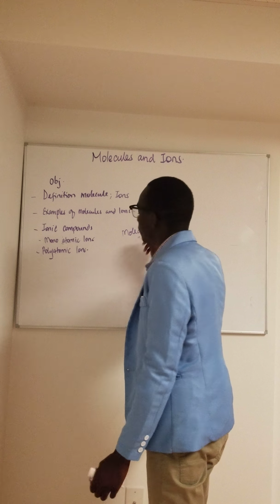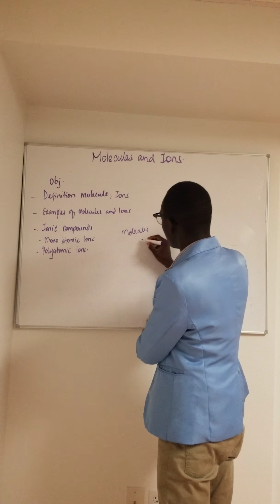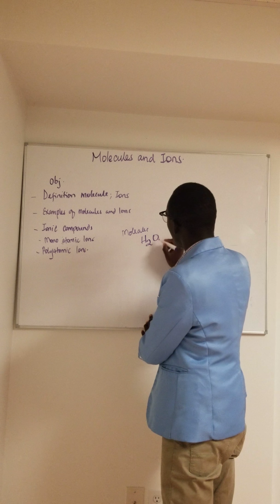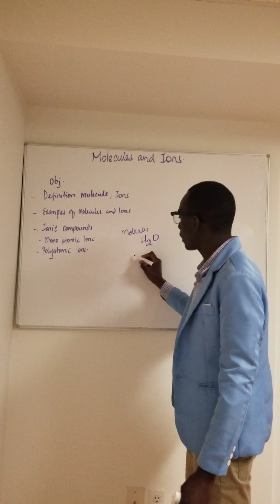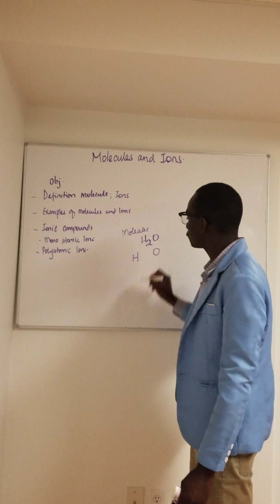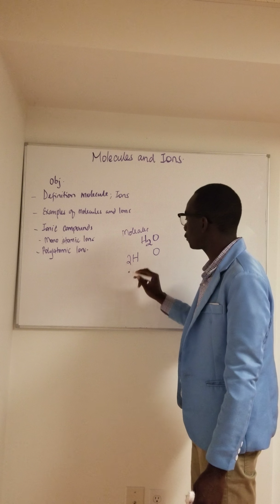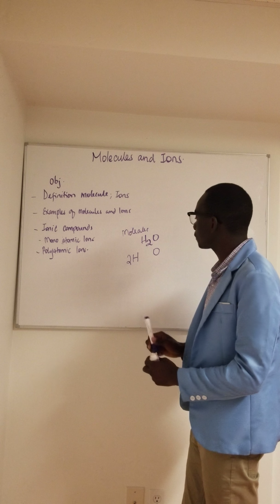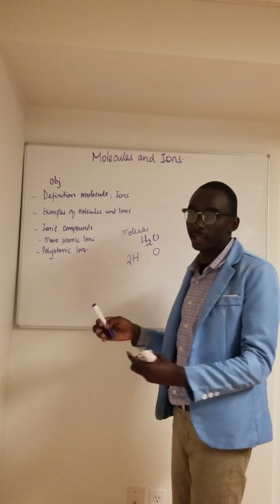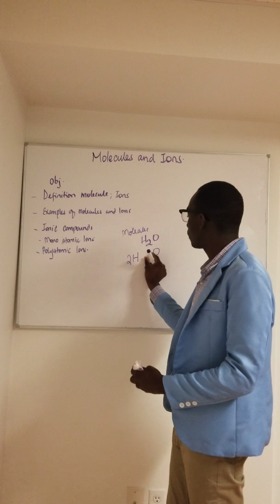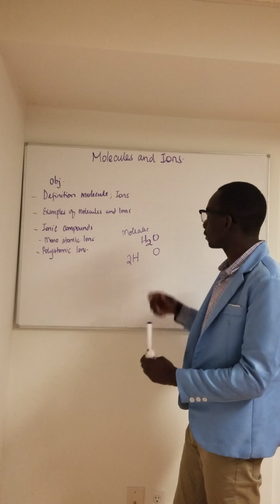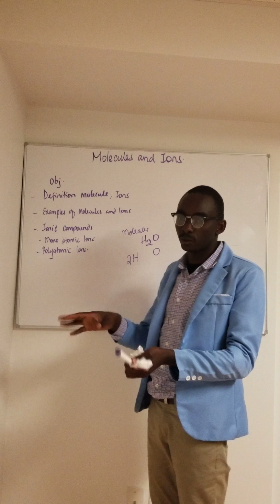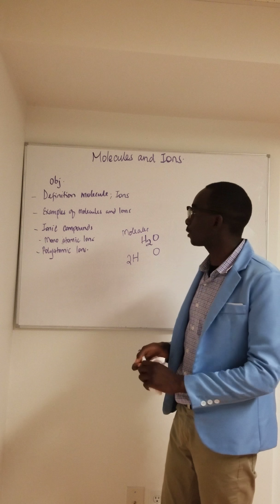One of the simplest molecules known is water. H2O is a combination of hydrogen and oxygen. So we have two hydrogens and one oxygen. So this is a molecule. It's a combination of atoms combined by a chemical force. The type of bond in a water molecule is a covalent bond. We shall see that in the later chapters.